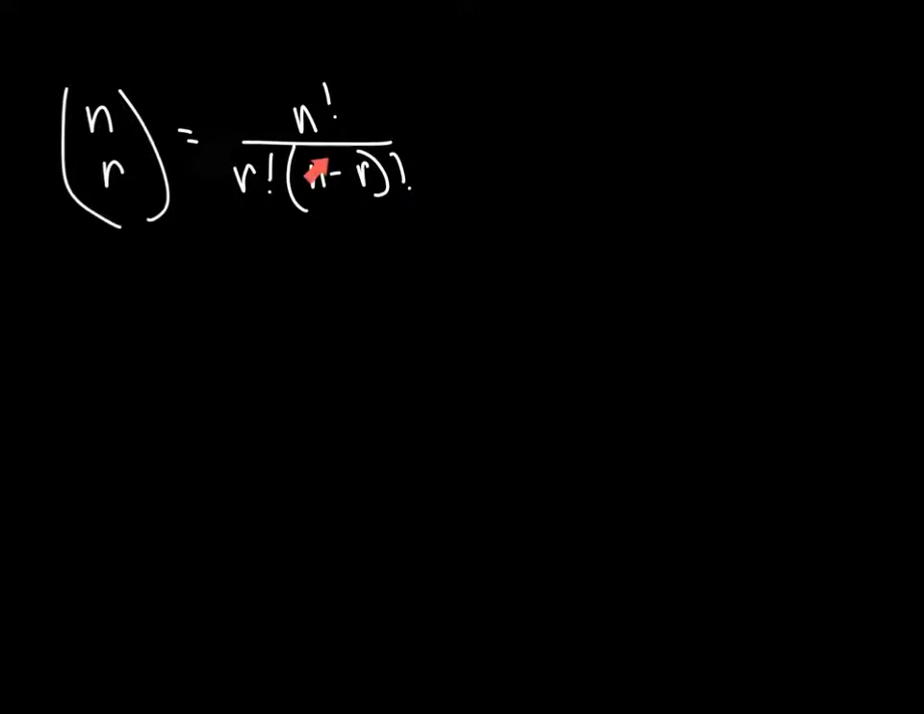So what that means is this n minus r, you do the n minus r first, and then you push the factorial key on your calculator. Alright, so that's the formula. So if it asks you to calculate the binomial coefficients, this is a binomial coefficient right here.